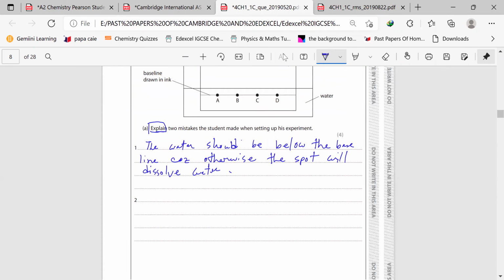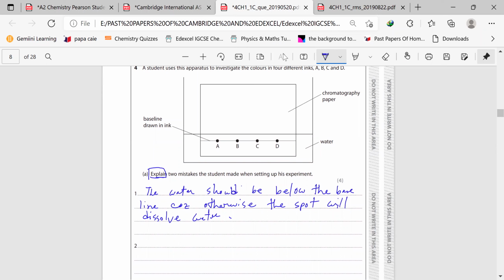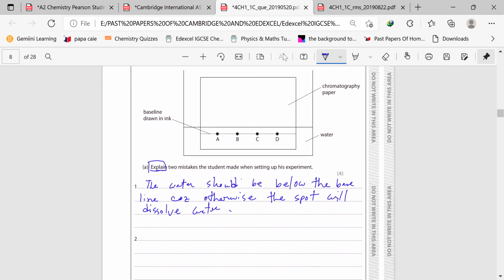The baseline is wrong. Where is the baseline? The baseline is the line marking the spots of the dyes. The baseline is drawn in ink, which can dissolve in the chromatography paper.